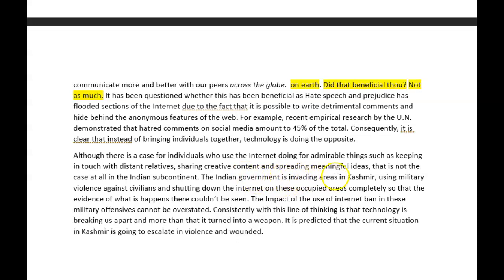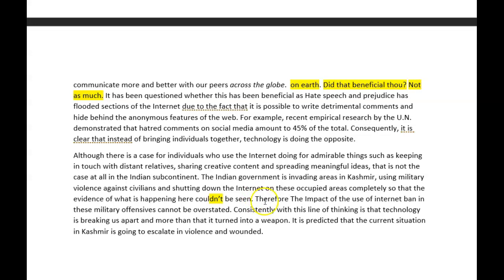The Indian government is invading areas of Kashmir, using military violence against citizens and shutting down the internet in these occupied areas completely. So the evidence of what is happening, present simple, if it's still happening, there, cannot be seen. So you don't use a contraction, cannot be seen, okay? The impact of using the internet, so therefore, the impact of using the internet ban in these military offences cannot be overstated.